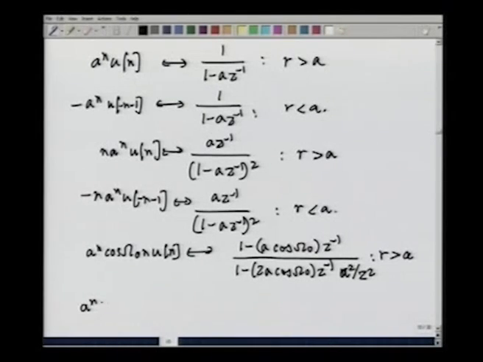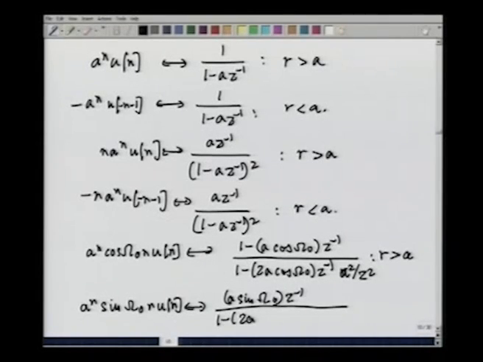Finally, you have a to the n sine omega naught n u[n], which transforms to, there is no 1 minus, you just have a sine omega naught z inverse over 1 minus 2a cos omega naught z inverse plus a squared by z squared, with r greater than a as the ROC. So, these are some of the standard forms.